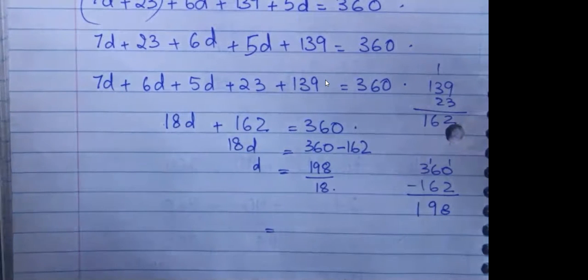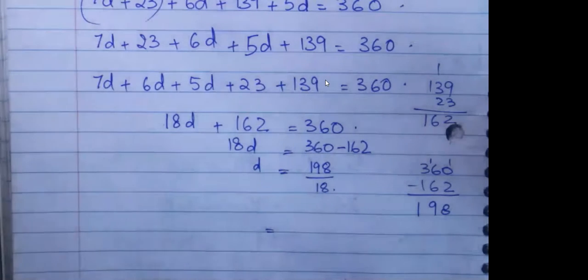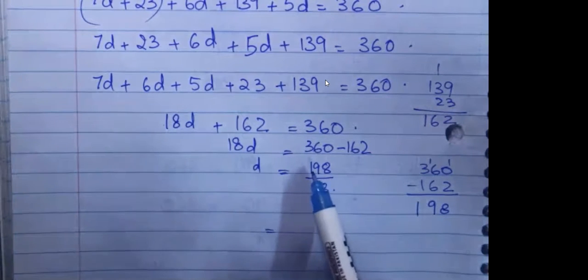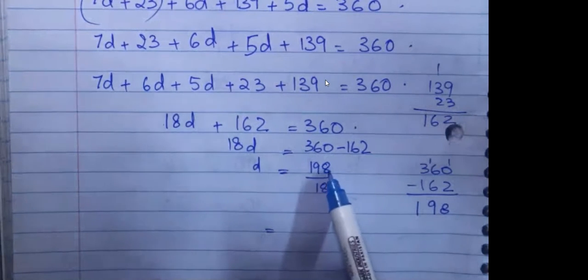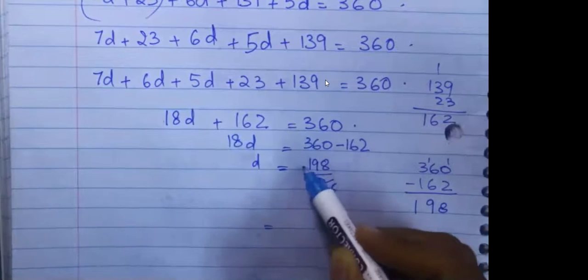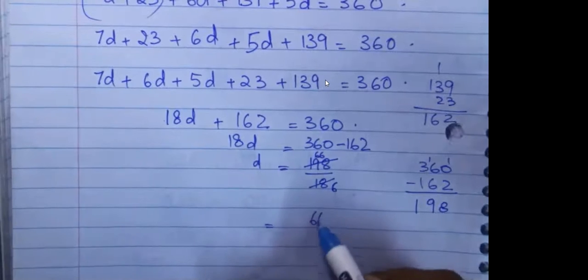Now, can we cancel by some number? Can we cancel this fraction and simplify it by some number? Yes, teacher, we can simplify it by 2. And also by 3. How? Because 8 plus 1 is 9, and 9 is divisible by 3. And then this is 18: 9 plus 1 is 10, plus 8, 18. So let's do it by 3. 3, 6, 18. So we have 66 divided by 6.